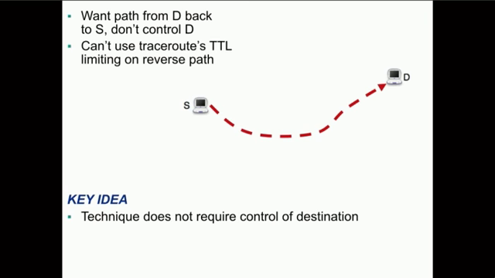We're not going to be able to just use TTL limiting like Traceroute does, because the destination is going to set the TTL to a normal value for the reply. Yeah? Do you want us to hold questions till the end? Or do you... No, please jump in.